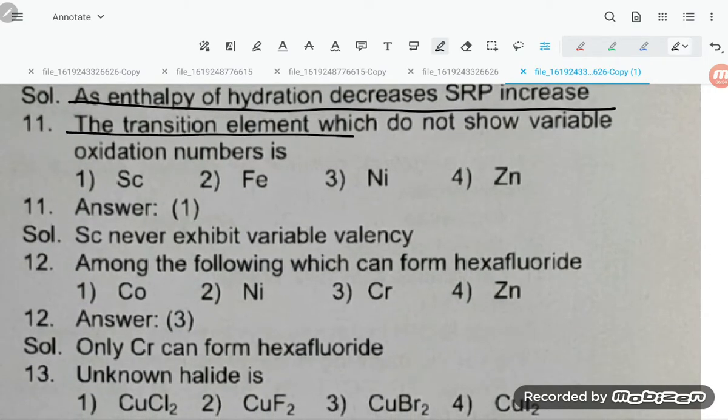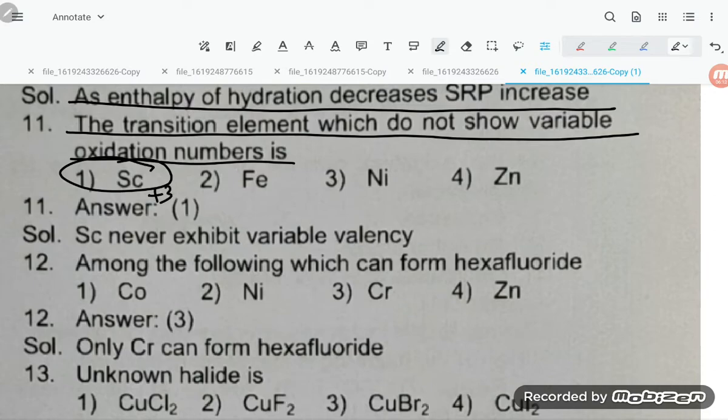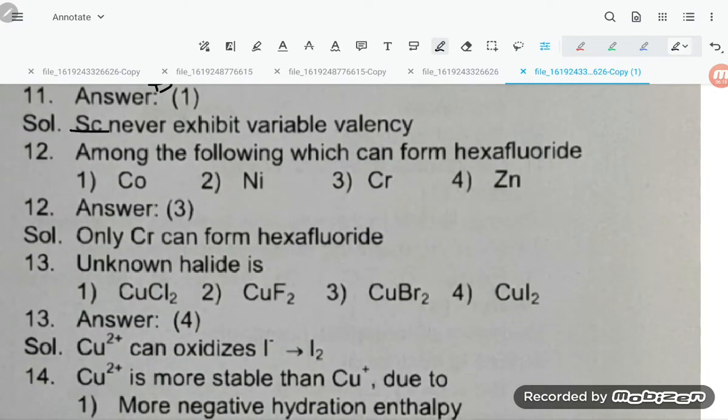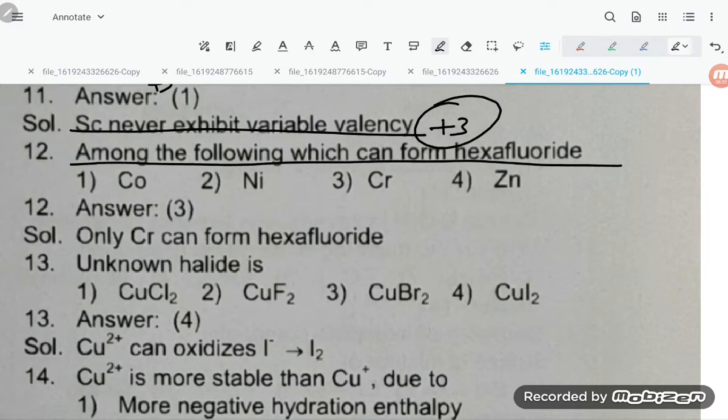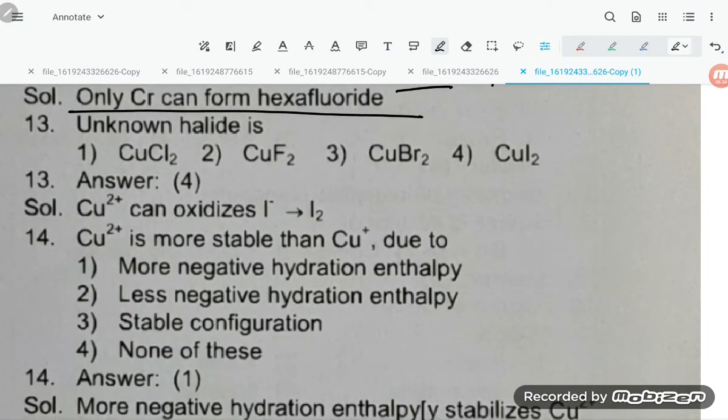The transition element which does not show variable oxidation state is scandium. Scandium is only +3, no other oxidation state, so scandium never exhibits variable valency. Among the following, which can form a hexafluoride? Zinc is not possible. Chromium, in the +6 oxidation state, can form CrF6, the hexafluoride. Only chromium can form the hexafluoride.